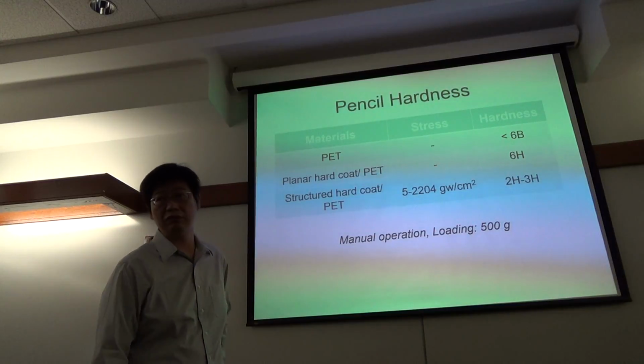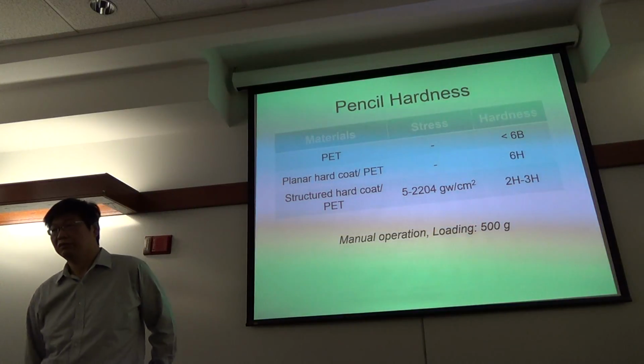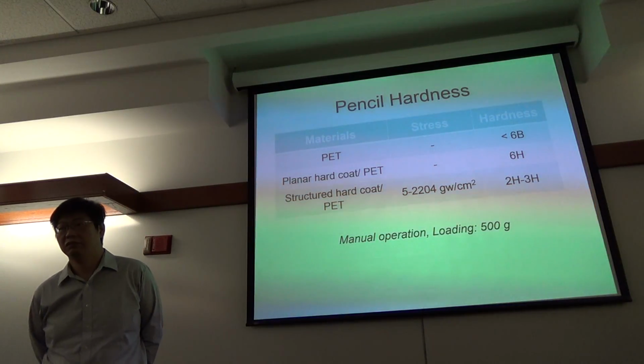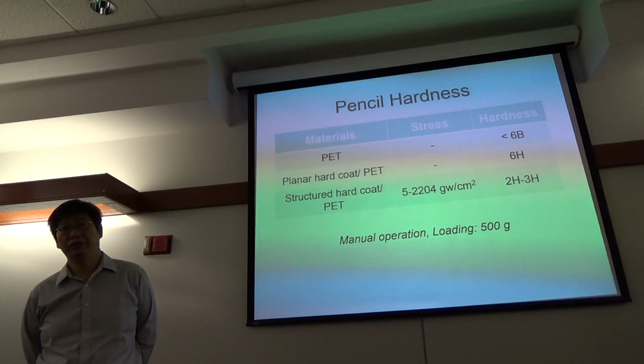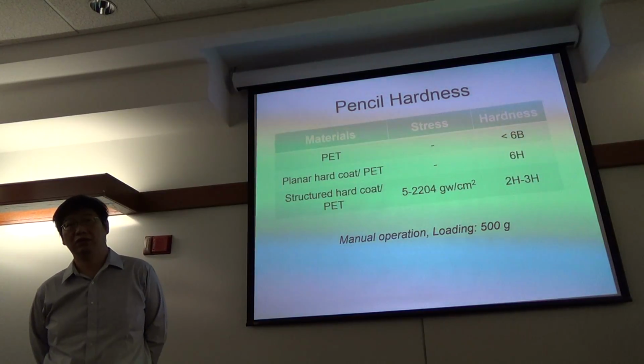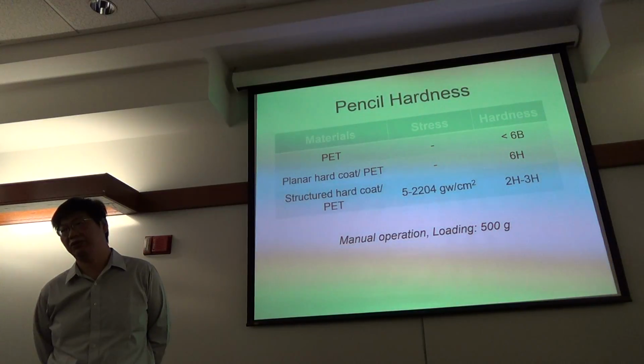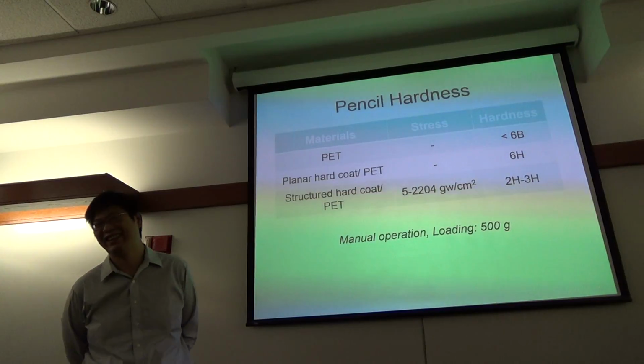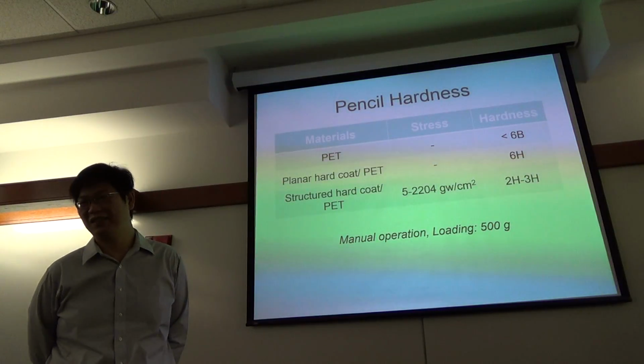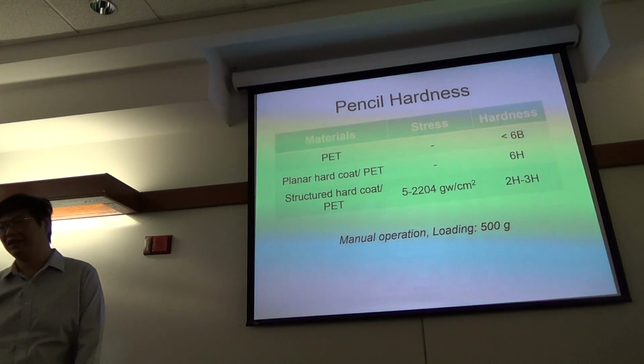So what's the typical hardness of the protective film on our phones? You can buy from the website. You can check. Right now, you can purchase maybe 9H. But that is not flexible. You have to compromise for every property.